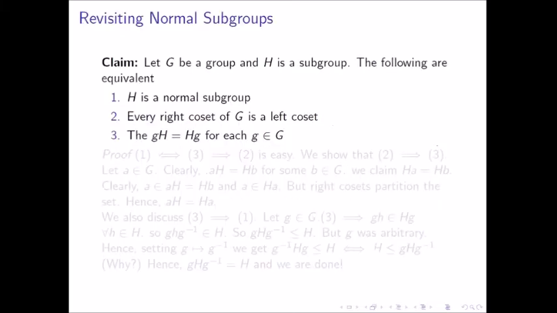Now we revisit normal subgroups once. Let G be a group and H be a subgroup. Then the following conditions are equivalent. H is a normal subgroup of G. Every right coset of H is a left coset. Specifically, gH is equal to Hg for each g belonging to G.